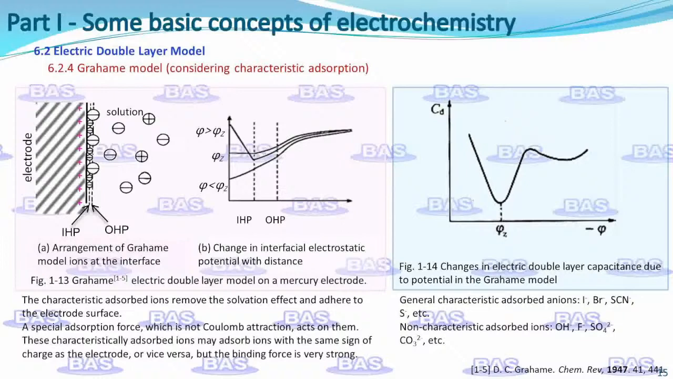The inner Helmholtz plane is the surface at the center of the specifically adsorbed ions. The diffuse layer is outside the outer Helmholtz plane.